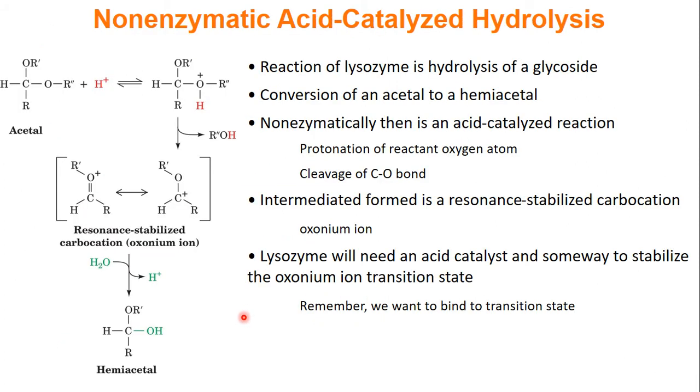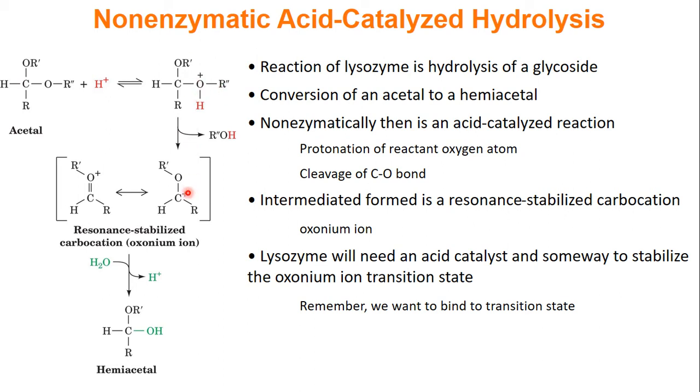So first, to understand how lysozyme works, we have to understand how the cutting happens without an enzyme. Really, lysozyme is the hydrolysis of a glycoside. What we're doing is taking an acetal group and turning it into a hemiacetal. If this were to happen non-enzymatically, it is generally an acid-catalyzed reaction. So an acid is going to be added to this oxygen, and you have an ROH leaving group. This group would leave because you have a positive oxygen.